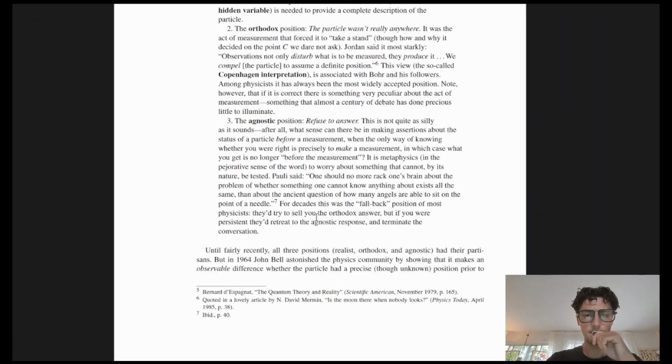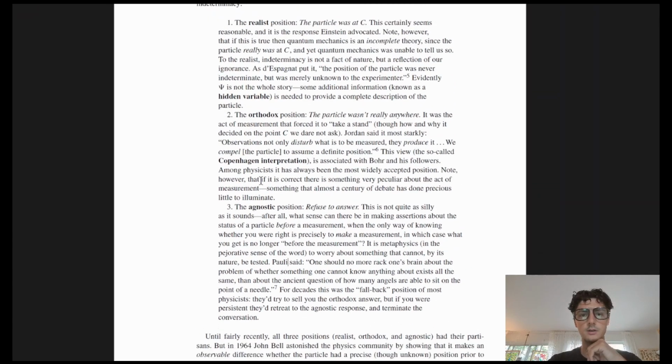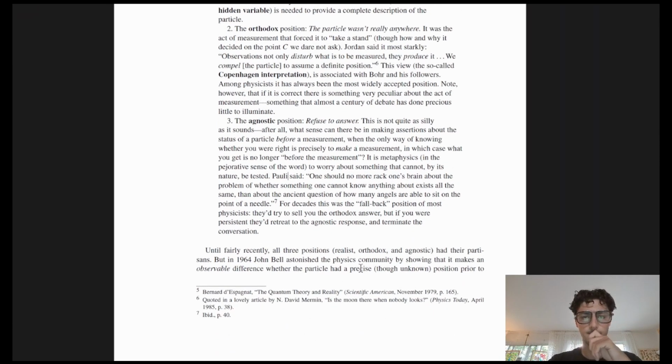For decades, this was the fallback position of most physicists. They tried to sell you on the orthodox answer, which is the most widely accepted one. But if you were persistent, they'd retreat to the agnostic response and terminate the conversation.